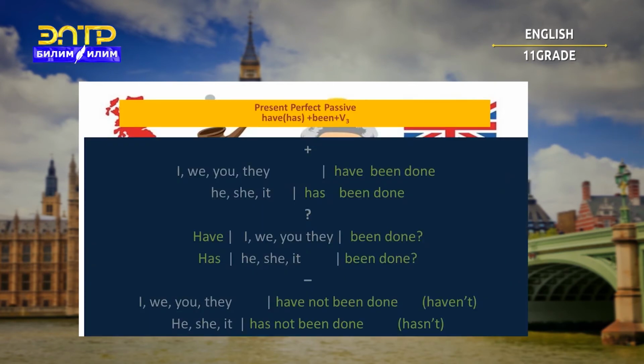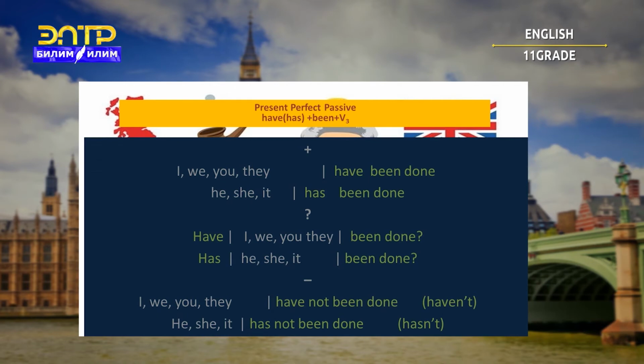Present perfect passive. Look at our formula. We use I, we, you, they have been done. He, she, it has been done. In questions: have I, we, you, they been done? Has she, he, it been done?